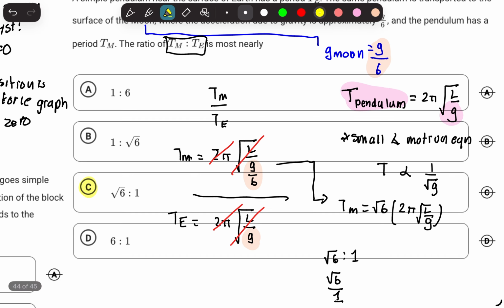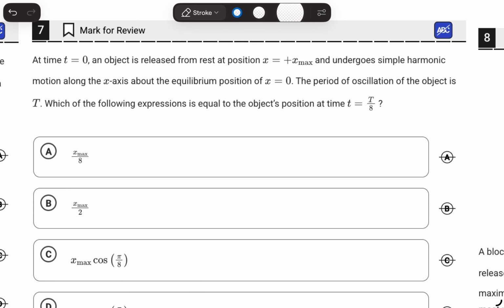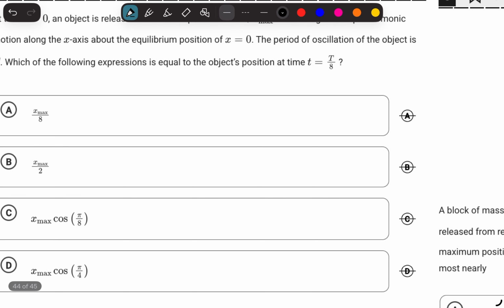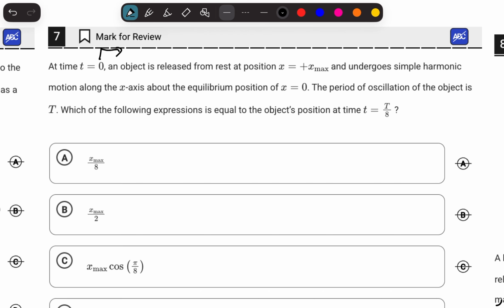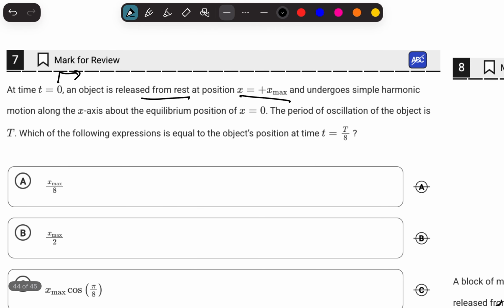Now, for our next question, we have at time t equal to 0, an object is released from rest at position x equal to positive x max and undergoes simple harmonic motion along the x-axis about the equilibrium position of x equal to 0. The period of oscillation of the object is equal to T. Which of the following expressions is equal to the object's position at time t over 8? So what we know is that at t equal to 0, it's released from rest, and our starting position is x equal to positive x max. So what that means is you are at your max displacement.